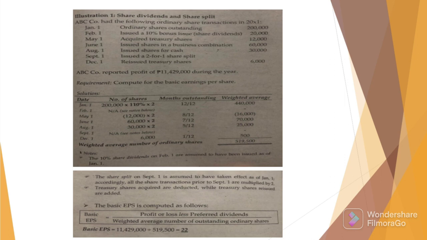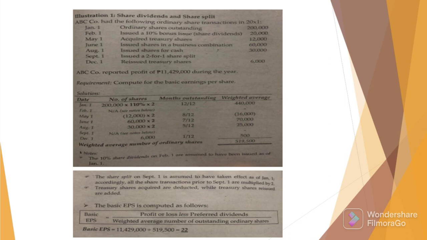So, nakuha na ulit natin yung weighted average, magpo-proceed tayo doon sa may basic earnings per share. Computin natin ulit. Profit or loss, less preferred dividends, over weighted average number of outstanding shares, ordinary shares. Profit or loss is equivalent to 11,429,000 as indicated sa problem, divided by 519,500 is equals to 22 basic EPS.